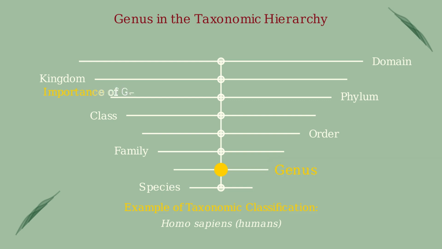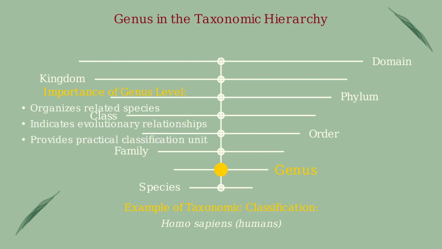The genus level is important for several reasons. It organizes closely related species into manageable groups. It indicates evolutionary relationships between species, and it provides a practical unit for scientific classification and communication. As we can see, the genus level serves as a crucial intermediate classification between the broader family level and the more specific species level.